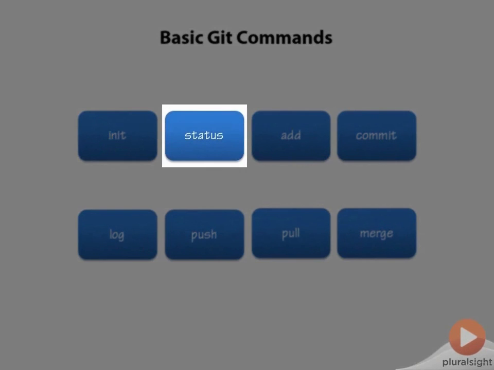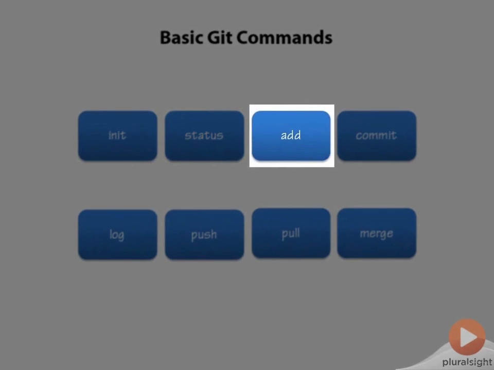The second one here is status. That lets you know what the current state of your local repository is. It doesn't show you if you have anything that's committed but not pushed, but it will show you your non-committed changes as well as anything that's staged. The add command is used to add files to the repository as well as a few other tasks.